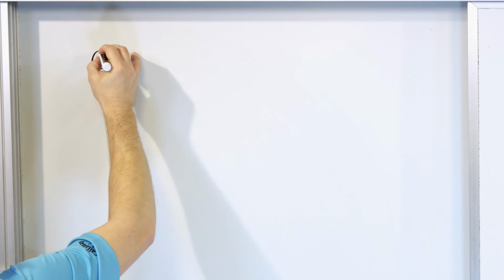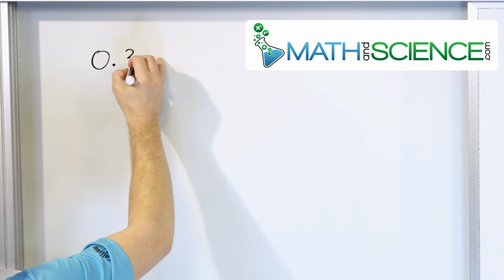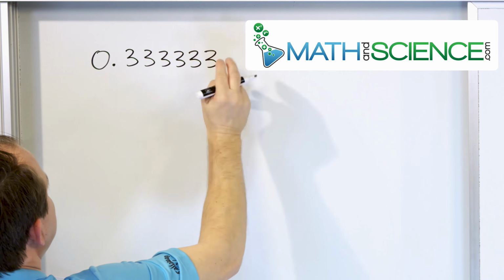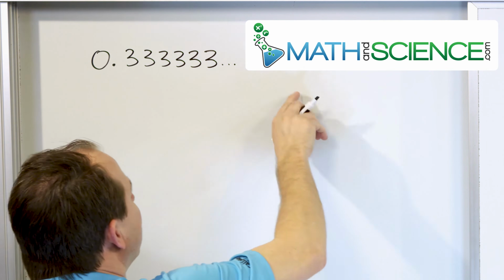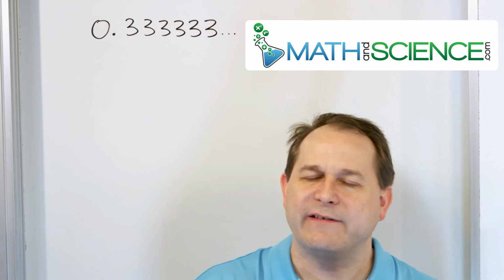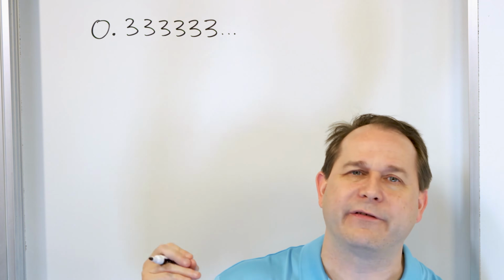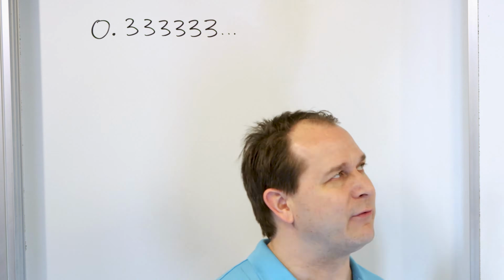Let's just say we have the answer or the number 0.3333333 dot dot dot. The dot dots mean the threes go on forever. Not just a little while, they literally go on forever. They never ever stop. Threes are going on forever and ever and ever.